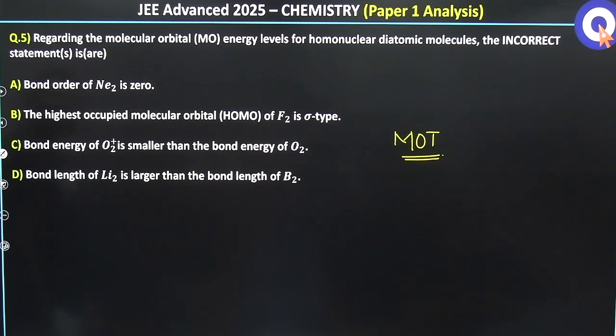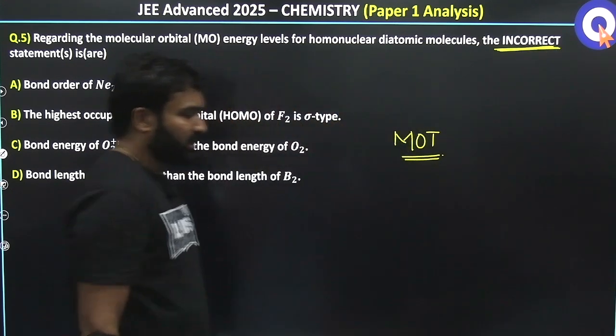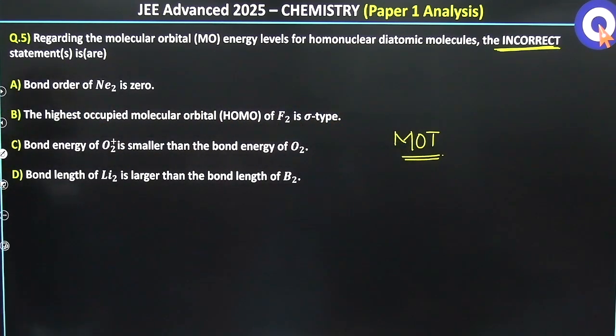Regarding the molecular orbital (MO) energy level for homonuclear diatomic molecules, what is being asked? The incorrect statement. Now look here, we'll check what the incorrect statements are. The first one is: bond order of Ne2 is 0. So we will check it out.